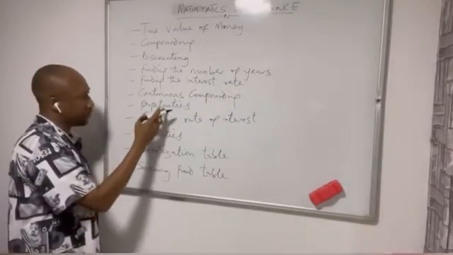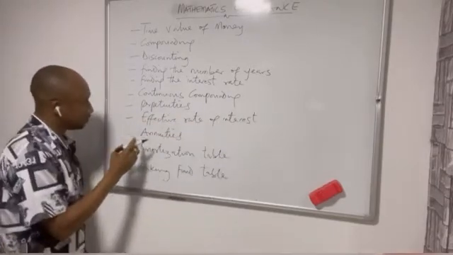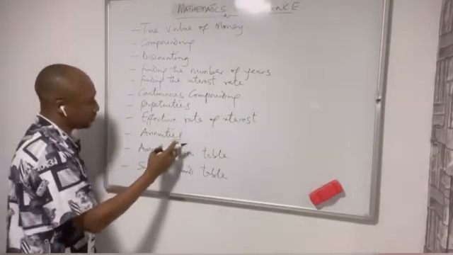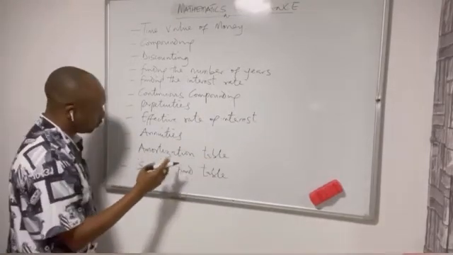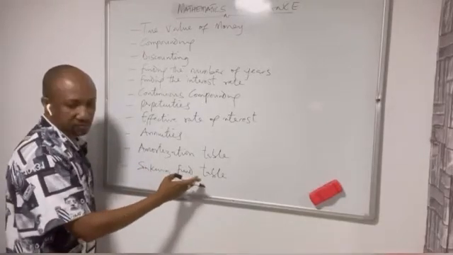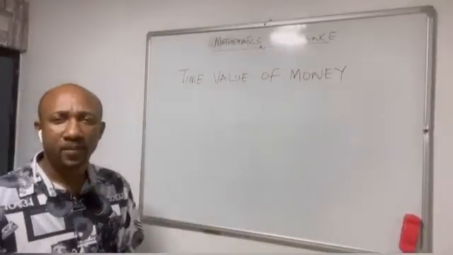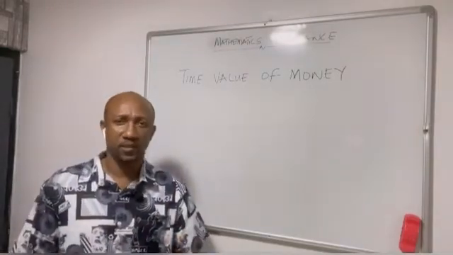We shall look at perpetuities, the effective rate of interest, and annuities. We shall look at how to construct an amortization table, and finally we shall consider how to construct the sinking fund table. With the passage of time, money could be affected either positively or negatively.